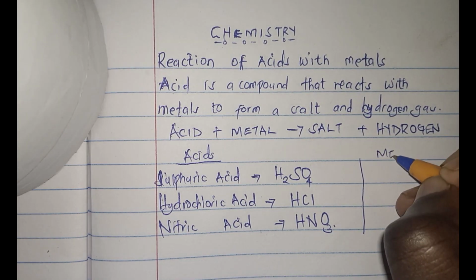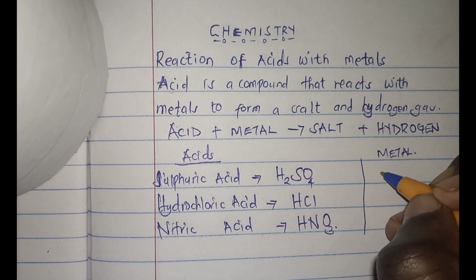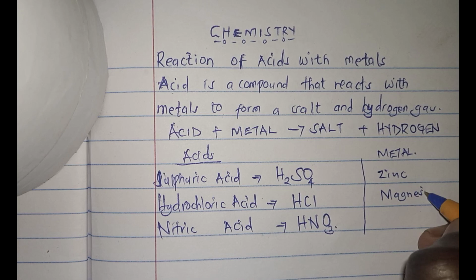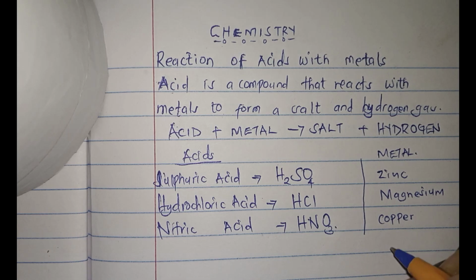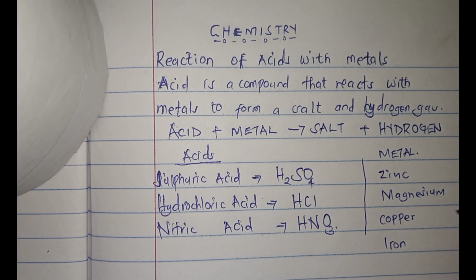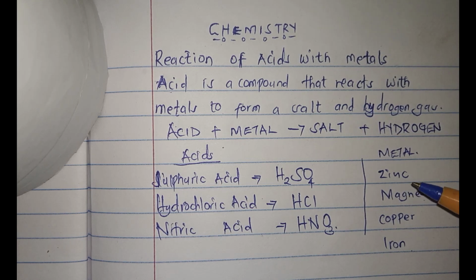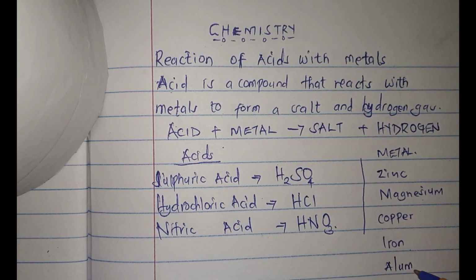We also have several metals. In our periodic table, we have non-metal and metal elements. Let us look at metals like zinc, magnesium, copper and iron, among many others. So when I'm reacting an acid and a metal, I can use iron filings, I can use copper, I can use magnesium ribbon, I can use zinc, I can also use aluminium, maybe aluminium foil.